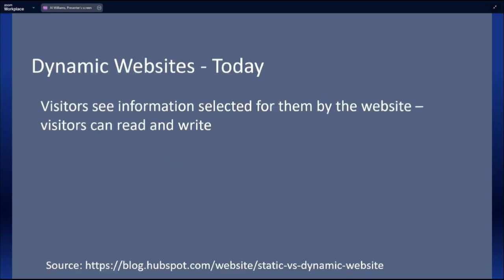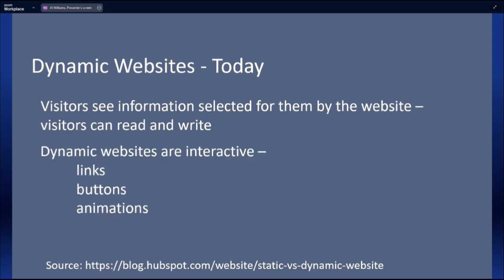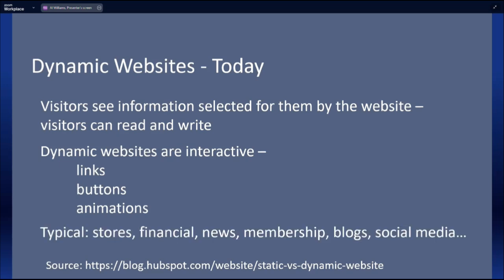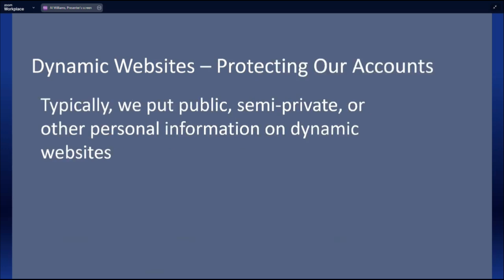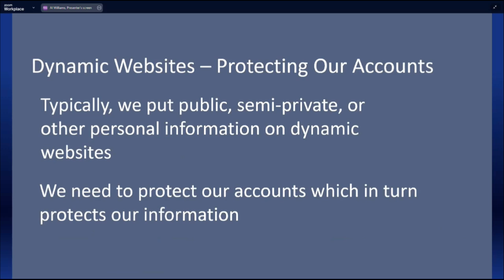Visitors can see information that is selected for them by the website. You can read and you can write. They are interactive as before, like static websites: links, buttons, animations. And typically there are things like retail stores, financial websites, news, membership websites, and more. These are the typical websites that we see today. And typically, we put our public, semi-private, or maybe other personal information on these dynamic websites. And we need to protect our accounts, which in turn protects our information.